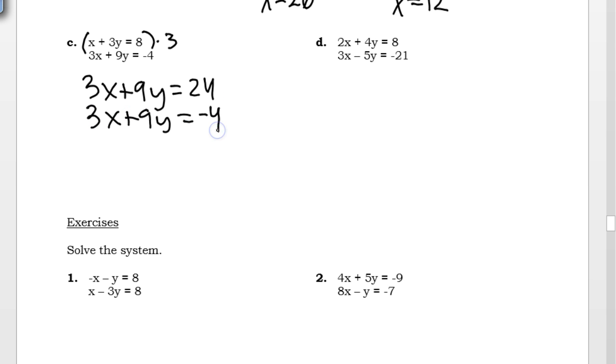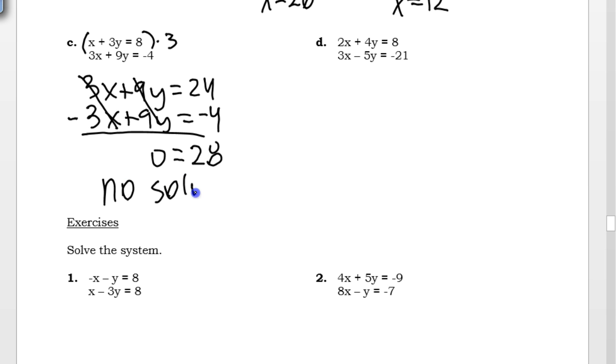And right away I notice this is going to be a no solution. If I want to go through the motions, I see a 3 and a 3. They're the same. I will subtract. 3 minus 3 is 0. 9 minus 9 is 0. 0 does not equal 28. No solution.